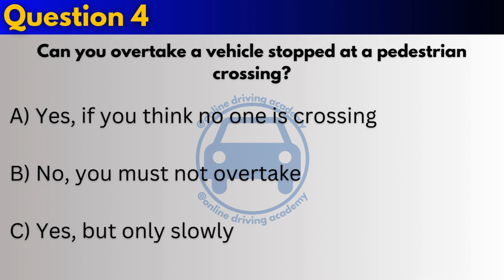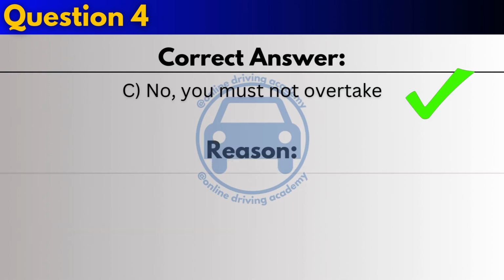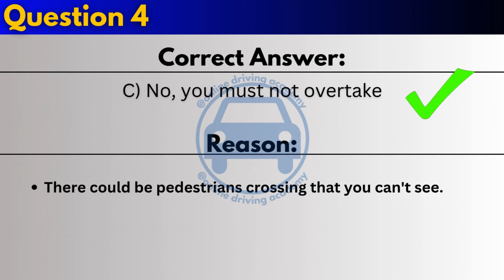So option A is not going to be the correct answer. With option C, it says yes, but only slowly. Again, that's going to be incorrect. So the only possible answer here is going to be option B, no, you must not overtake, because there could be pedestrians crossing that you can't see.